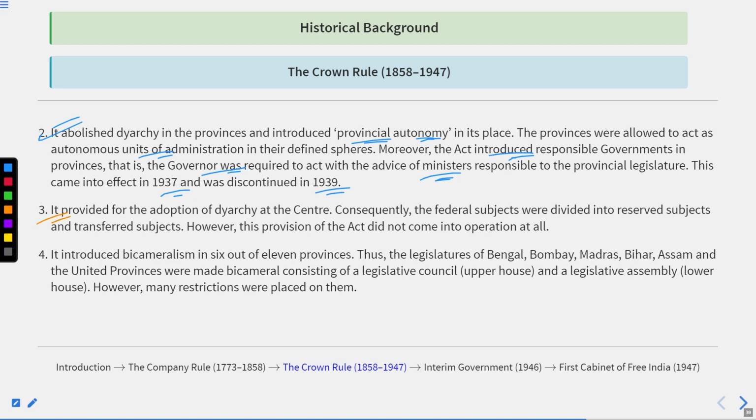It provided for the adoption of diarchy at the center. Consequently, the federal subjects were divided into reserved subjects and transferred subjects. These provisions of the Act did not come into operation at all, because the British ended this concept. It introduced bicameralism in 6 out of the 11 provinces. Thus, the legislatures of Bengal, Bombay, Madras, Bihar, Assam and the United Provinces were made bicameral, consisting of the legislative council, the upper house, and the legislative assembly, the lower house. However, many restrictions were placed on them.